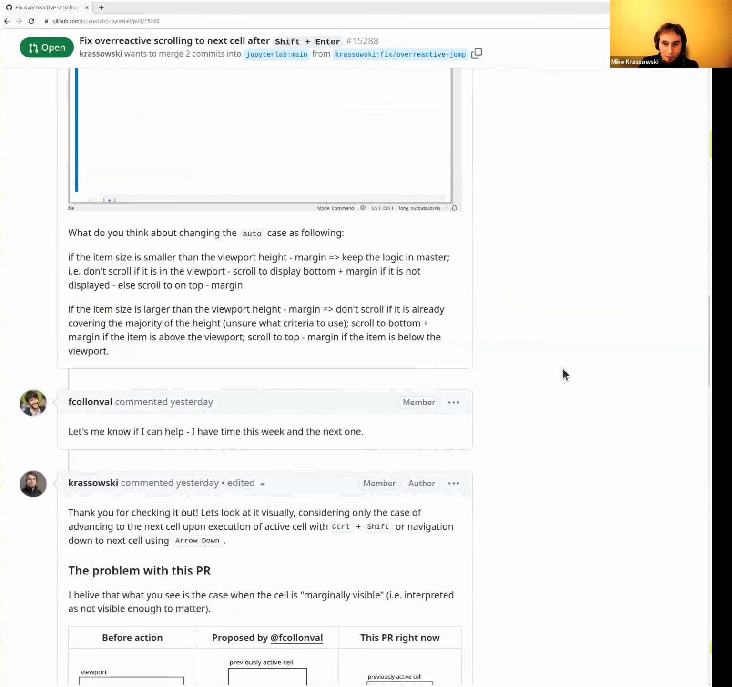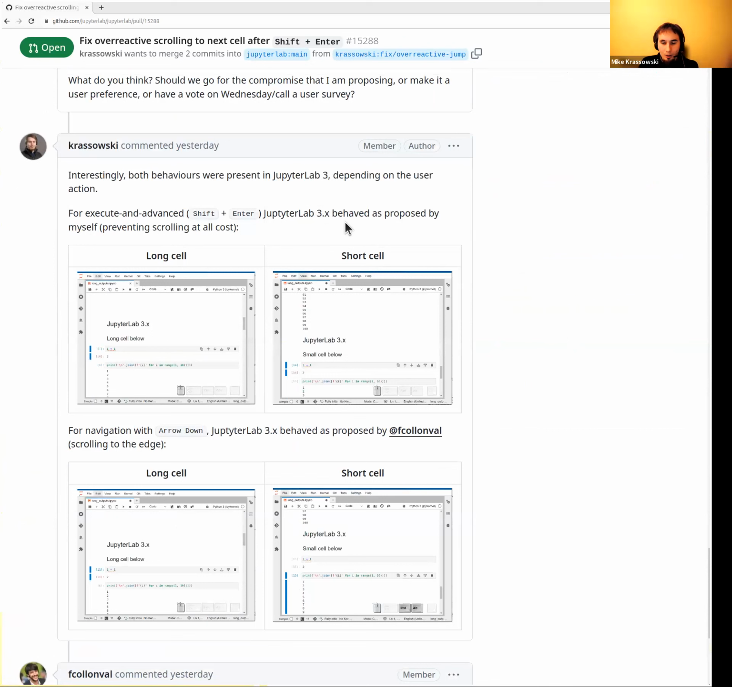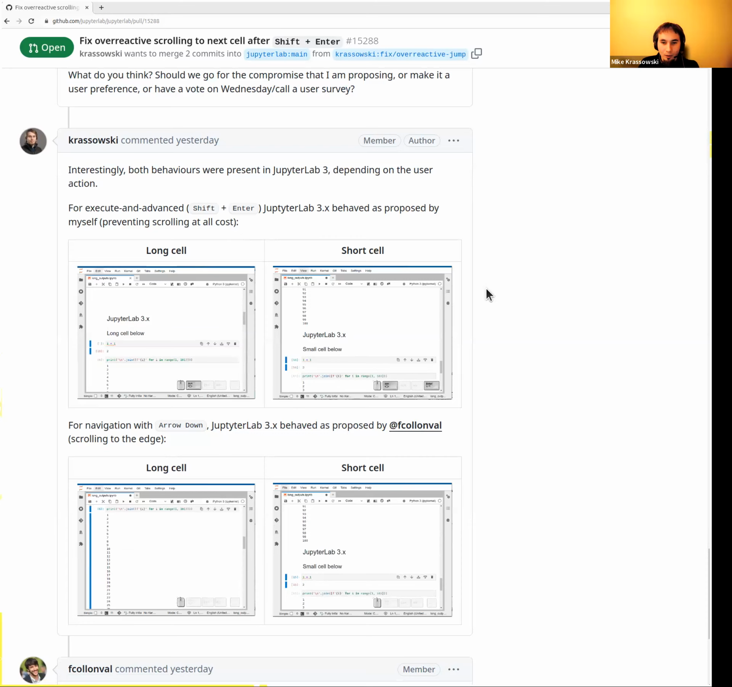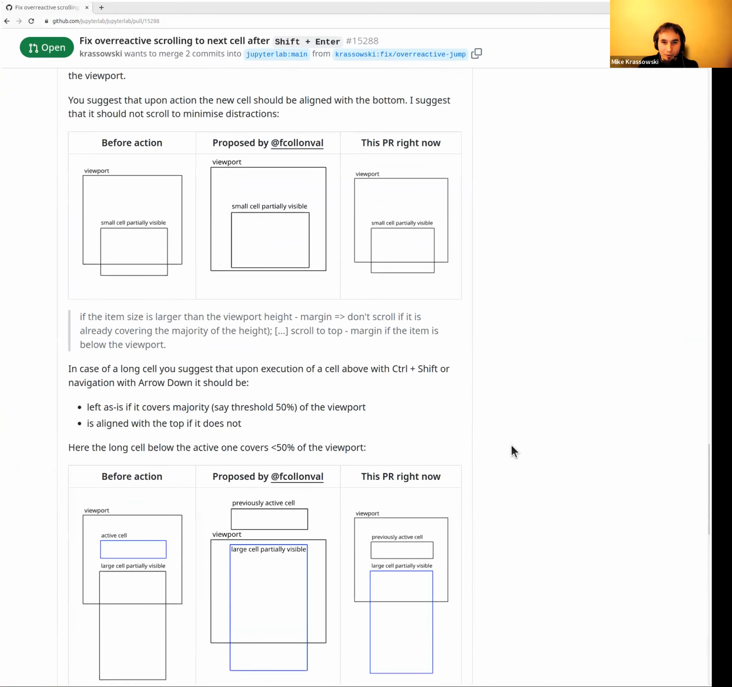So the question is whether we should preserve the behavior from JupyterLab 3, potentially improving it, so that there are two different behaviors depending on what you are doing, with the presumption that we would be conservative and try to avoid distracting the user with any scrolling when they just executed and advanced to the next cell. And then if they are navigating, they possibly might want to see more or adjust their view if they are crossing the viewport boundary. Or should we do something else?